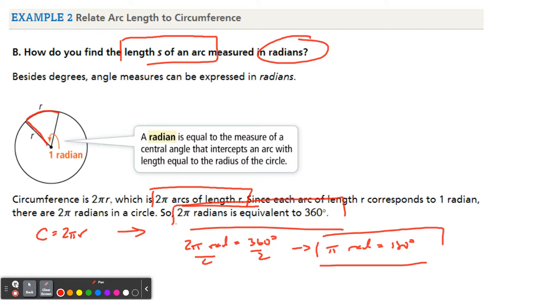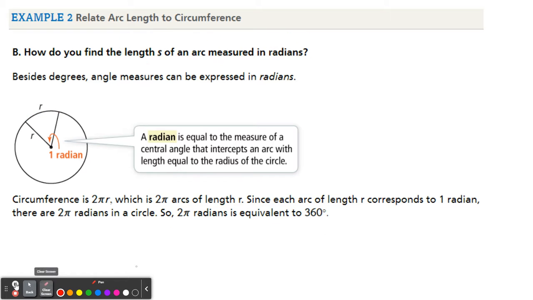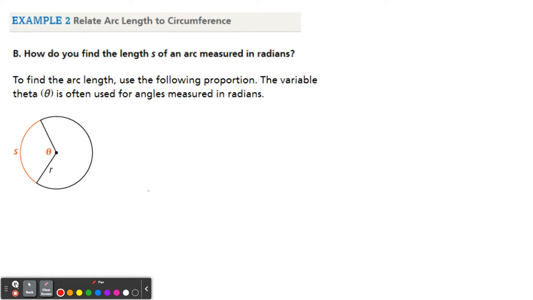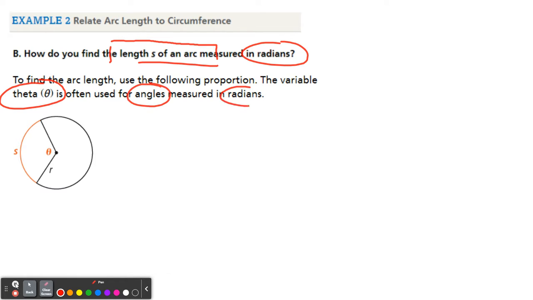So let's continue this talk and let's actually come up with a formula, right? So what is this formula going to be, right? How do you find the length of an arc S when it's in radians? Well, theta is going to be our radian measured angle, right? Theta, it's a Greek letter, okay? So theta is going to be our angle.